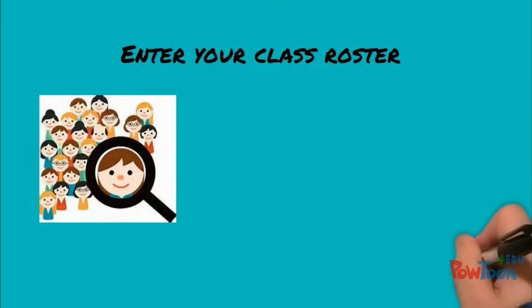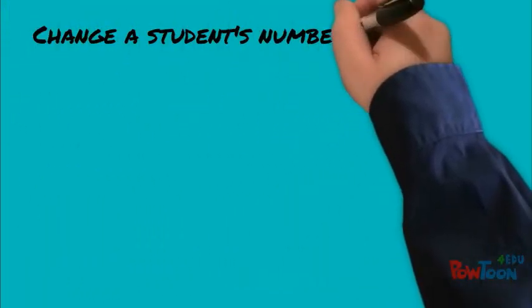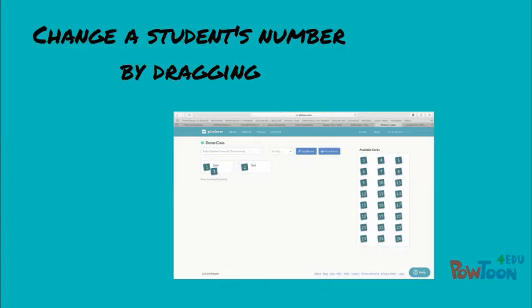After you have set up your free account, you will need to enter your classes. This is a very simple process. The program allows you to enter students manually. You can copy and paste class rosters from an Excel worksheet. As each student is entered, a number is assigned to the student. If you need to change a number assigned to a student, it's a simple process of dragging the student to a different number, and it changes automatically.